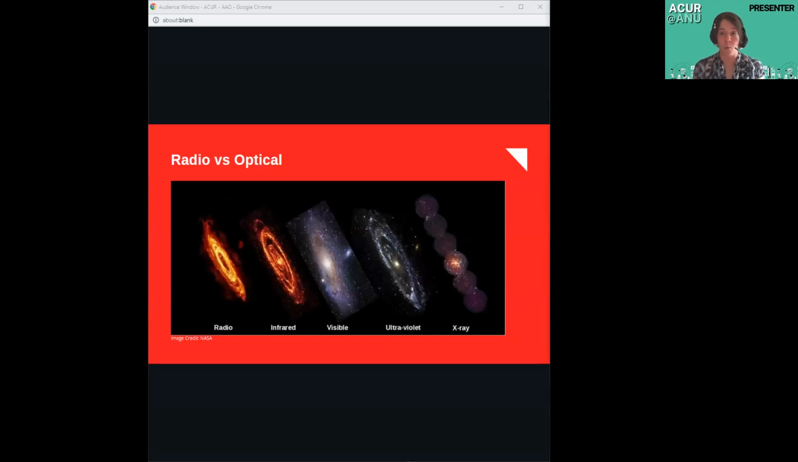In astronomy, we can collect data from a whole range of the spectrum of light. This little graph here shows you 5 different images. These images are all from the same galaxy, just observed in different wavelengths. On the very right here is the X-ray. This is a very teeny tiny little bit of wavelength. And the big one is the radio. So my project focused on radio and visual.